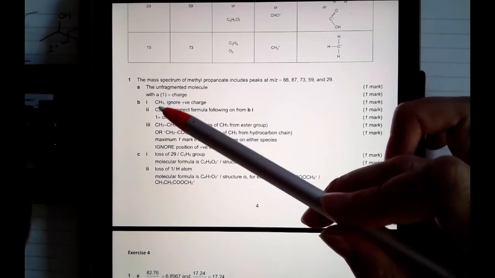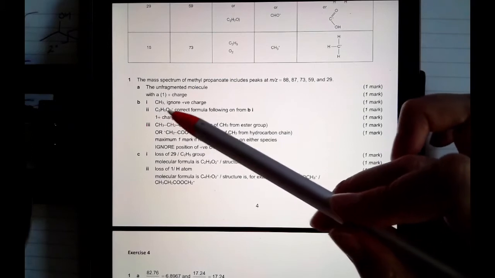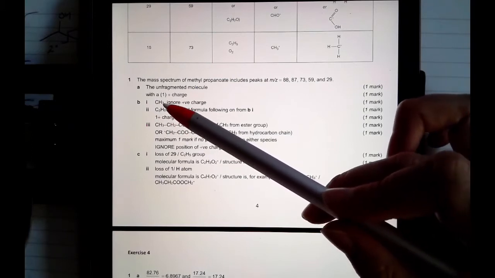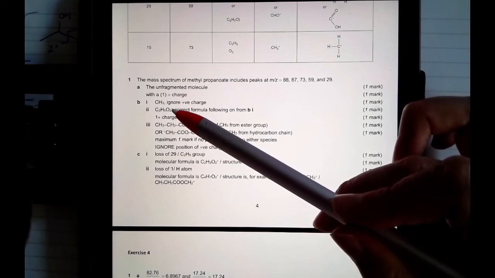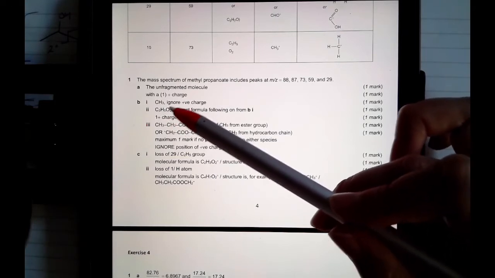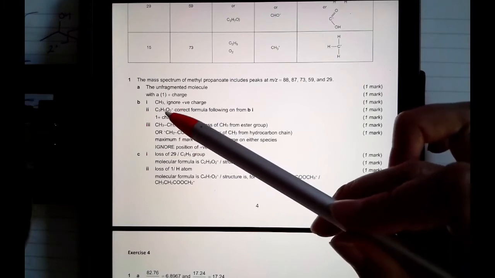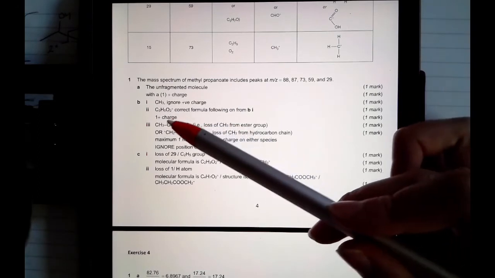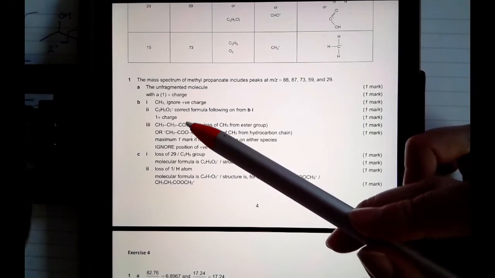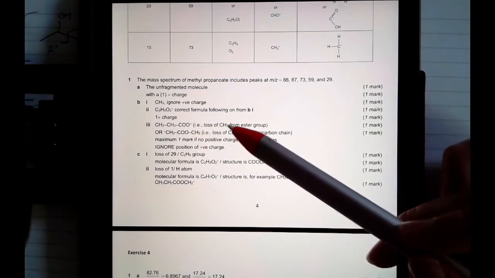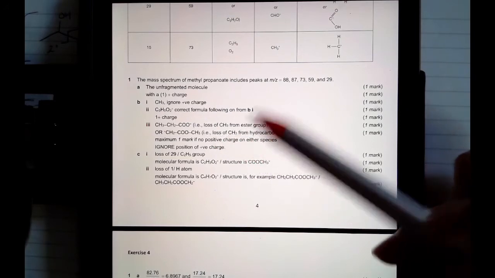So once you've lost a CH3, what you are left with that's actually producing the peak has the positive charge. If you remove CH3, you are left with C3H5O2 with the positive charge. You do need the positive charge in this case because it's actually producing the peak. And then they ask you to suggest two different structures for this fragment of C3H5O2, and these are the two different fragments. So the first one, if you lose the CH3 from the ester group, the second, if you lose it from the hydrocarbon chain.